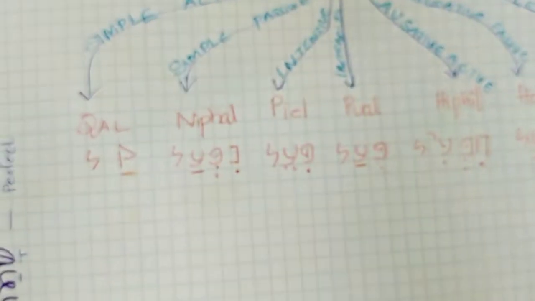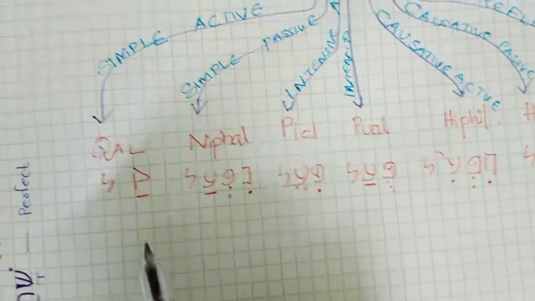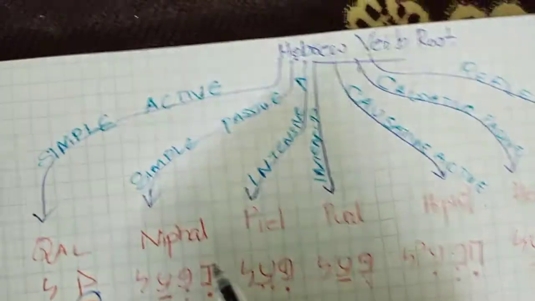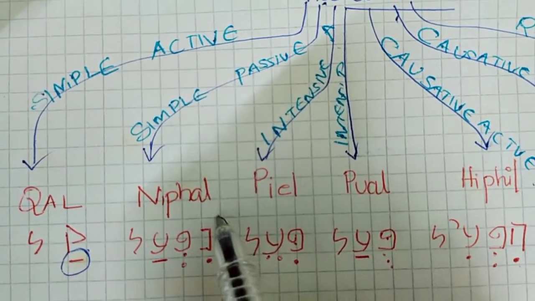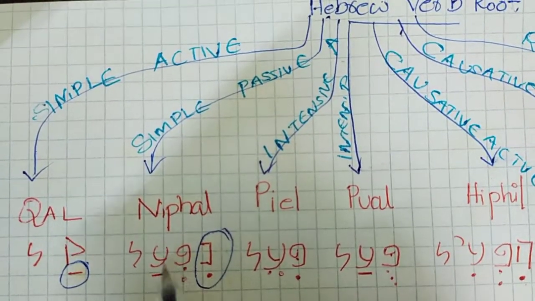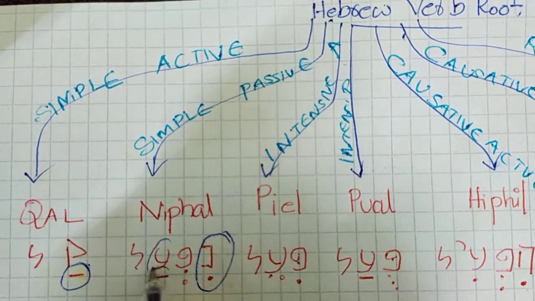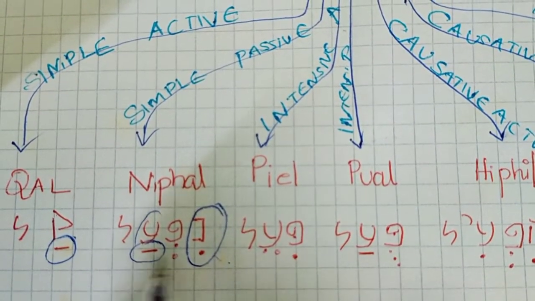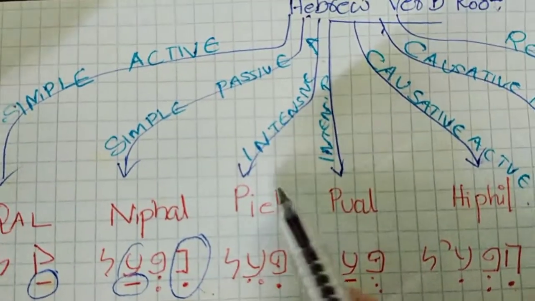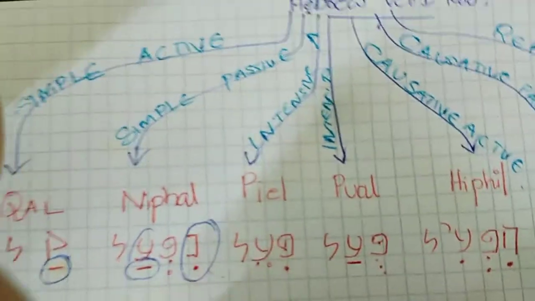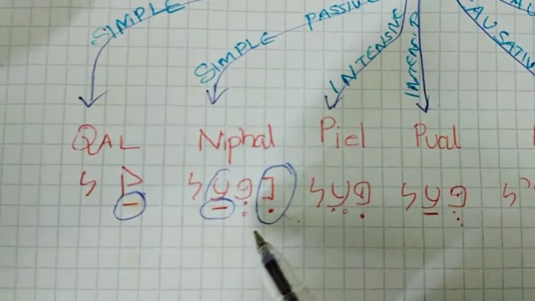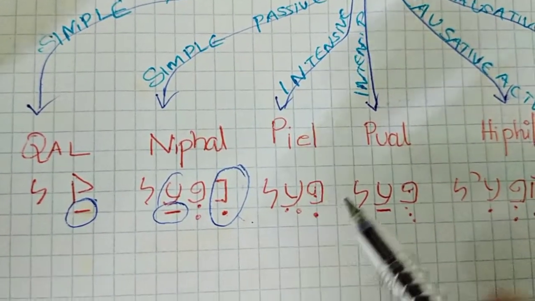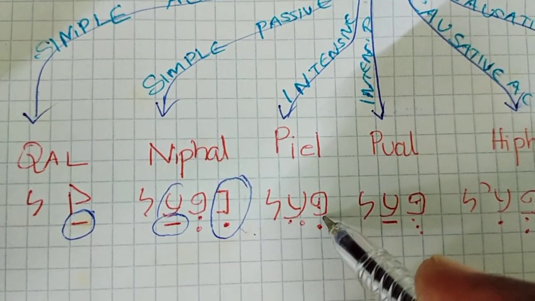Now we have written the forms. In Kal form, that is Ka, pata is there. Niphal, what is the specialty of Niphal? Ni is there, Nif, al. See this: Nifal should be there. That is the format. When you write the letters, it is very easy when you find out the verbs in the forms. Piel, P, hirik is there.